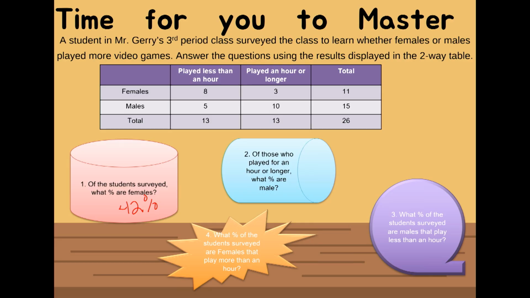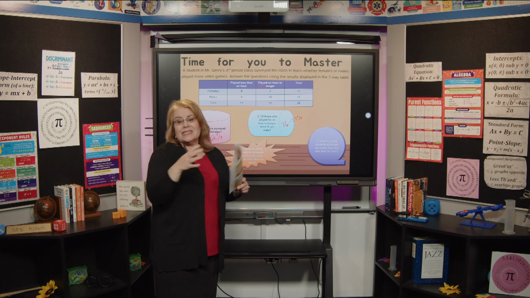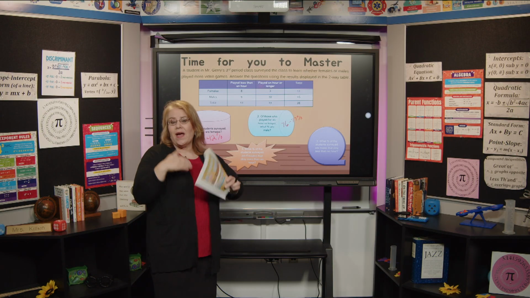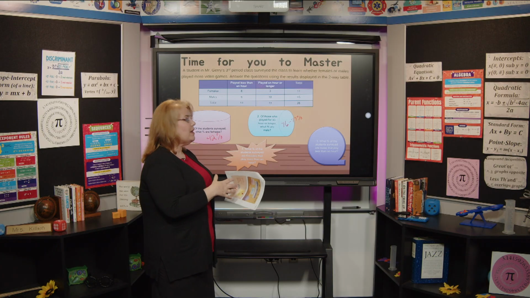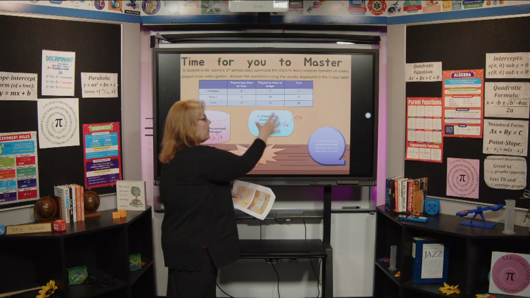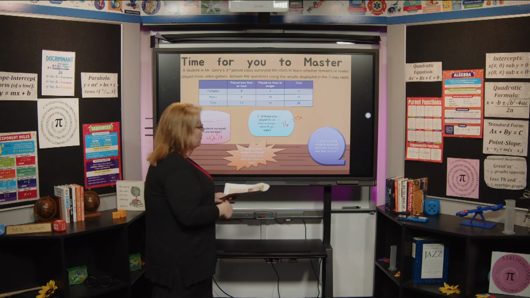Number 2, of all who played for an hour or longer, what % are males? So I'm looking at males that played for an hour or longer, and I'm taking that of 10 and getting that %, and it's going to be between 76 and 77%. There is a decimal, so that's why I put between 76 and 77%, because sometimes when you answer these questions, you'll have a range of percentages. So I wanted us to make sure that we are understanding how we can read that range of percentages. That was good. Let's look at number 3.